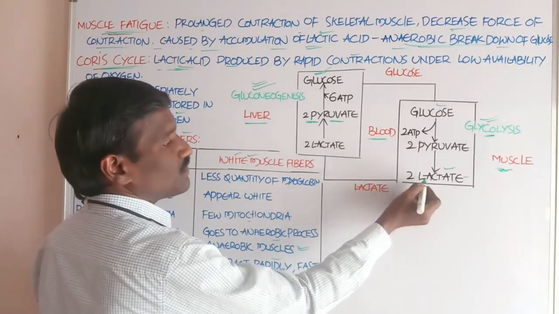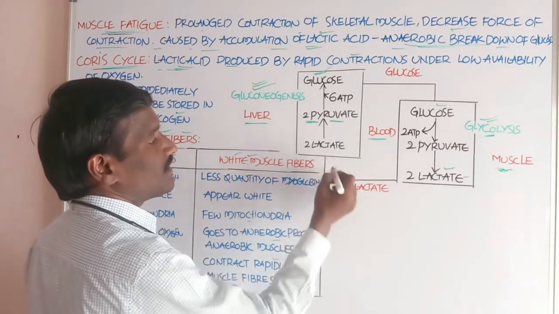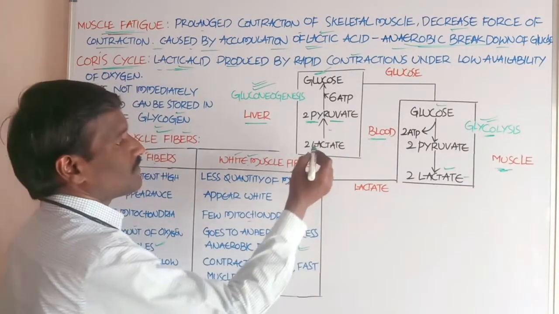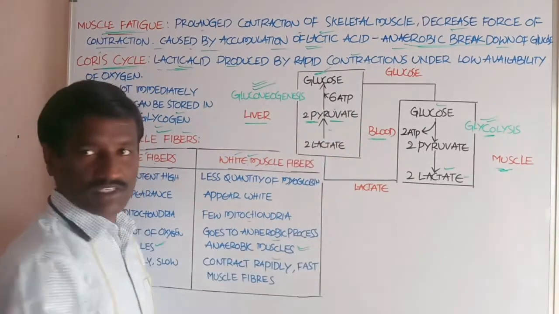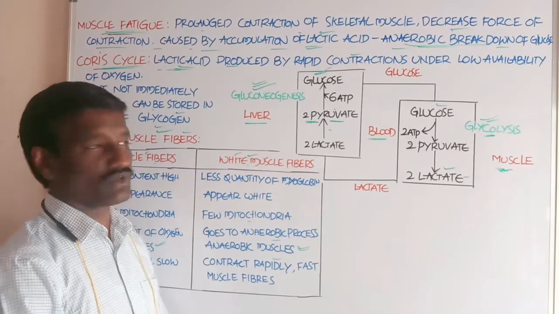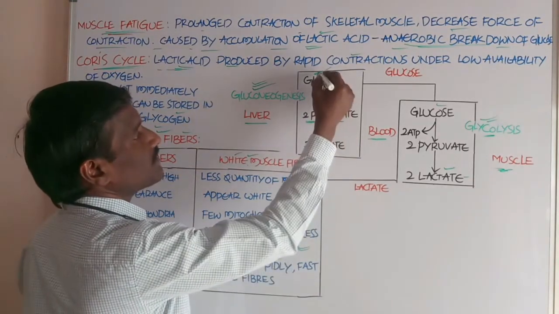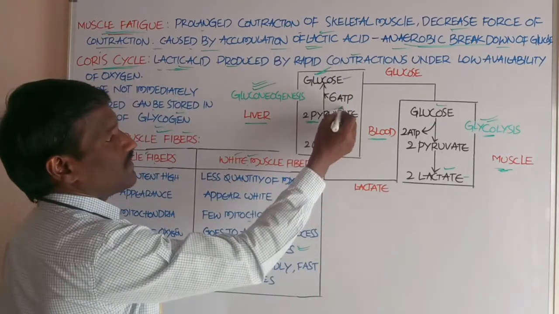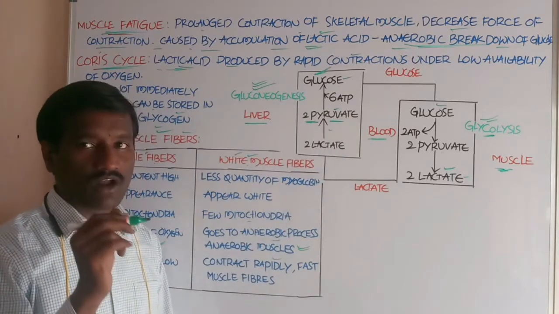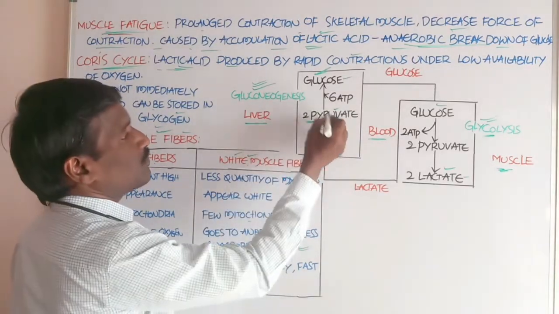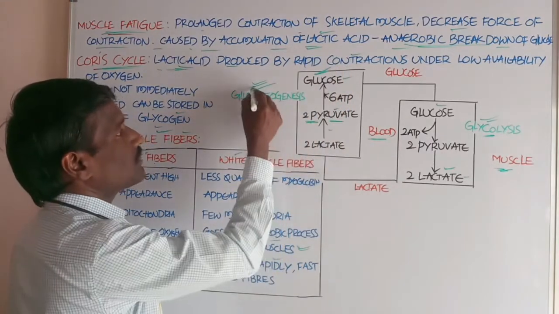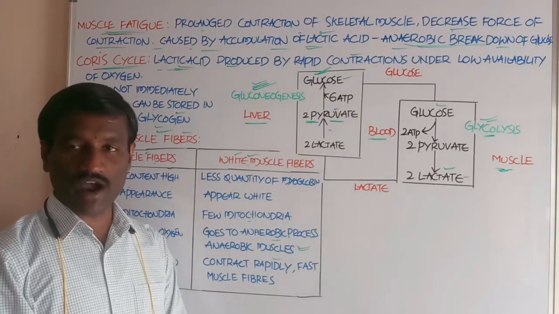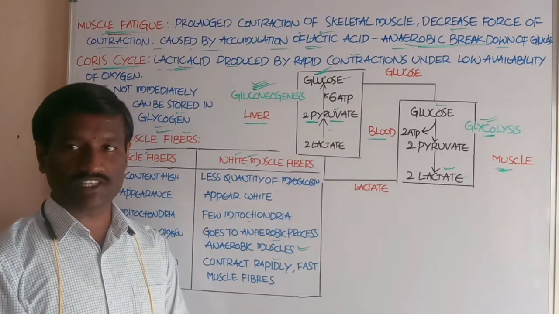Okay, student, these two lactates reach the liver by the blood circulation. From the two lactates, two pyruvates are produced. From the two pyruvates, glucose is produced. Pyruvate is one of the amino acids. From two pyruvates, the production of glucose is called gluconeogenesis. Gluconeogenesis is one of the carbohydrate metabolisms that occurs in the liver cells.